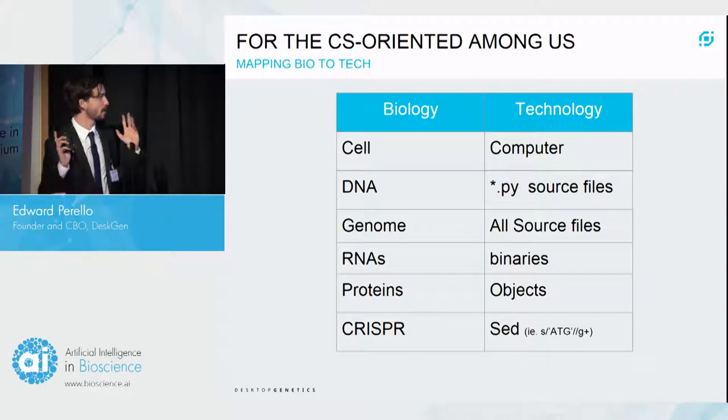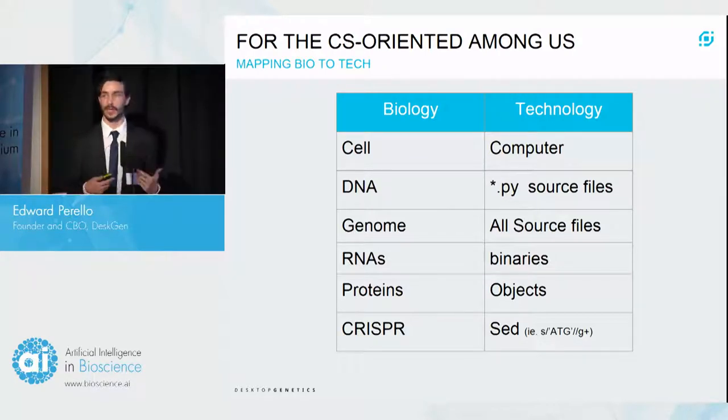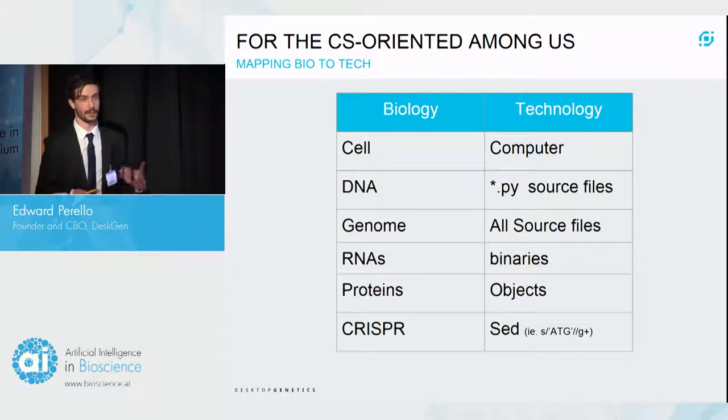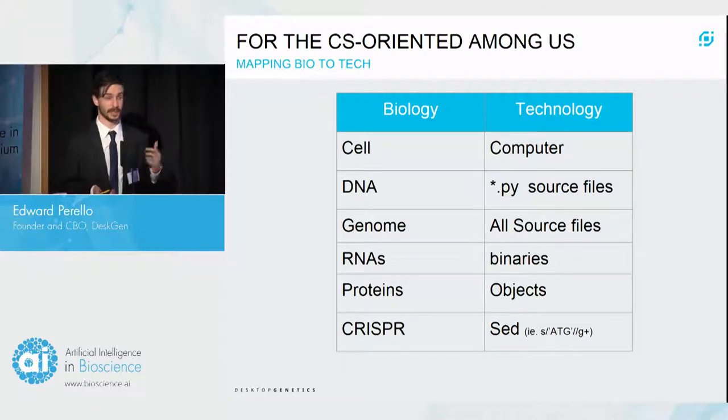If you are CS-oriented, I like to think about the central dogma of biology in terms of a tech approach, where basically you've got your cell operating as your computer, the DNA is all of your source files, RNA is effectively these binaries that are actually getting executed, and then the proteins are the actual objects that you're loading into volatile memory. And then CRISPR is basically like a stream editor. It lets you effectively throw some packets of information into an editing stream and modify it on the fly.